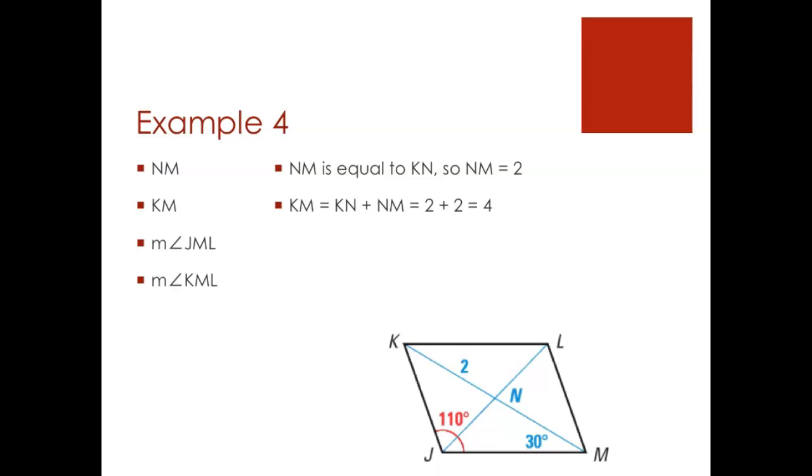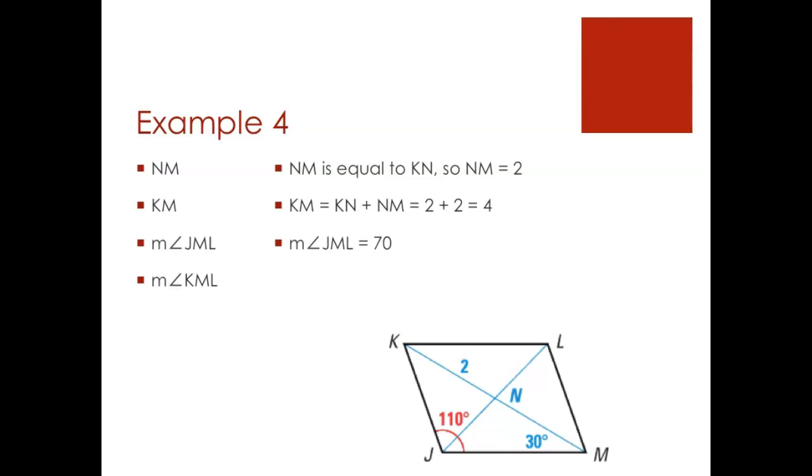What's the measure of angle JML? Well, in this case, since we know that angle JML and angle KJM, those two angles are supplementary. So since KJM is given to us as 110 degrees, then JML must be equal to 70 degrees in order for that to be equal to 180 degrees.